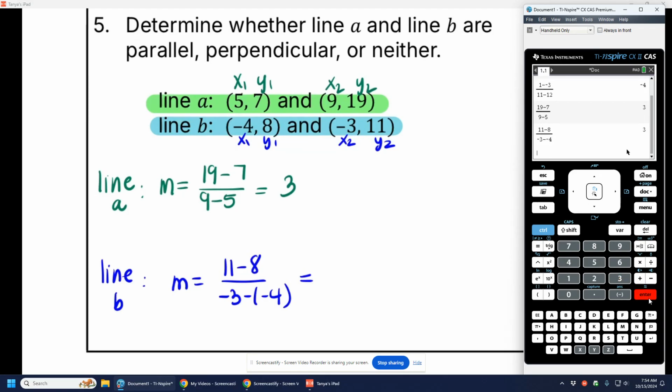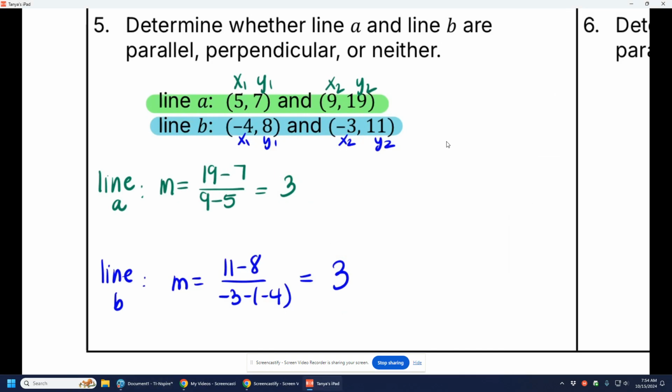Negative 4. And I also get 3. So in this case, they're both exactly the same. No positive, no negative, no flips, just exactly the same, which means that these two lines, should we graph them, would be parallel.